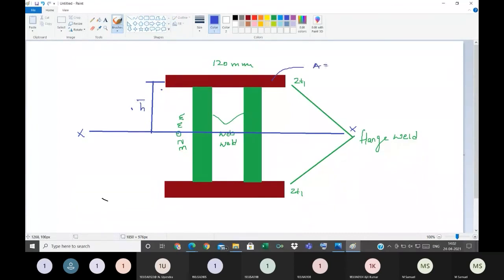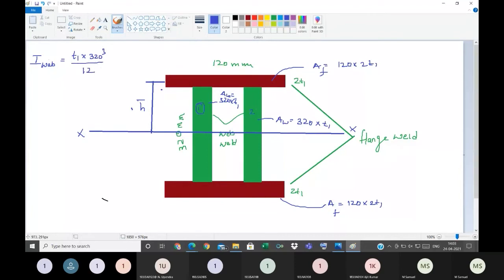So what is the area of this? 120 into 2t1, and the area of this is also 120 into 2t1. And what is the area of the web? This is 320 into t1, and this one also the same, 320 into t1 is the area of the web weld. Right. So now how do you find the moment of inertia? I of web, what do you think it would be? It is BD cube by 12. What is the B value? T1 into D cube, 320 cube by 12.